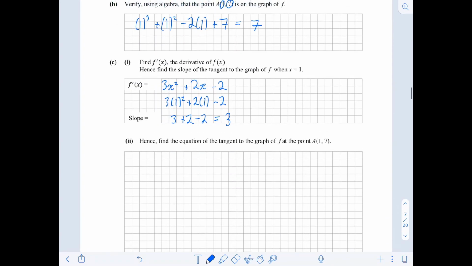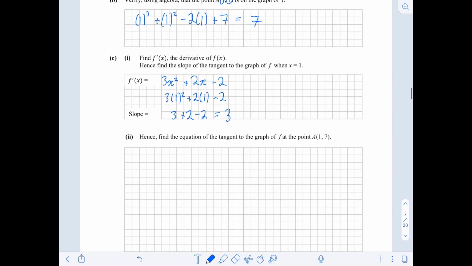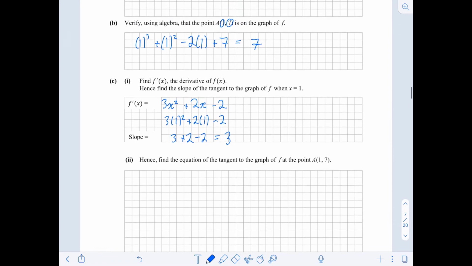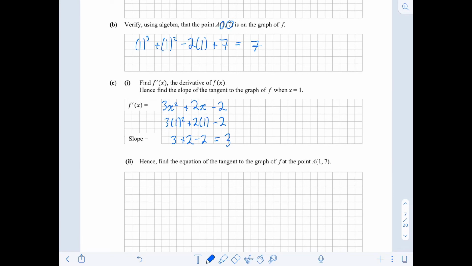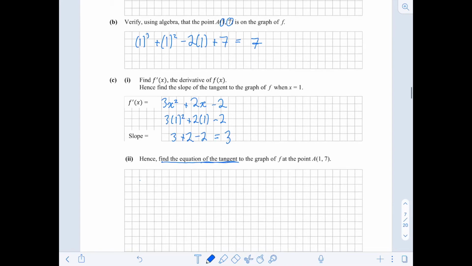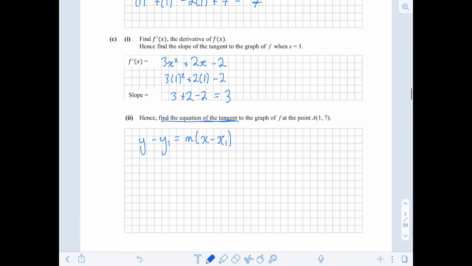Hence, find the equation of the tangent of the graph f at the point 1, 7. Okay, so what do we need to do? Find the equation of the tangent, but the tangent is just a line. So we're going to have to find the equation of a line. So we use the formula y minus y1 equals m into x minus x1. And that then gives us y minus 7 equals 3 into x minus 1, because that thing there is my m and that's my x1, y1.